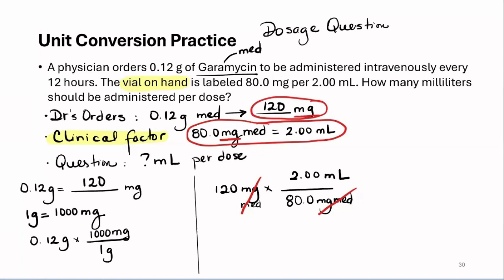When we enter this in the calculator, we need to write it as 120 times 2.00, close the parentheses. The result of that, we are going to divide by 80.0. So we do 120 times 2 divided by 80.0. So my final answer is going to be 3.00 milliliters.